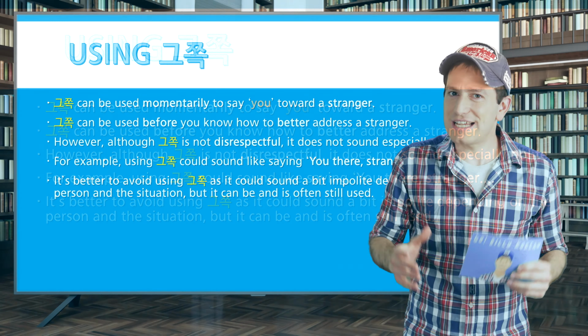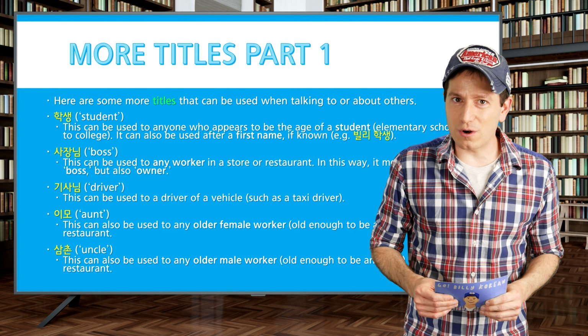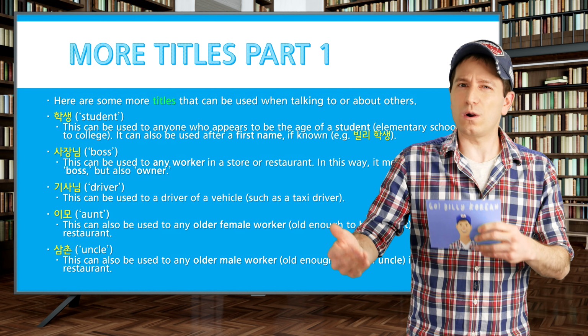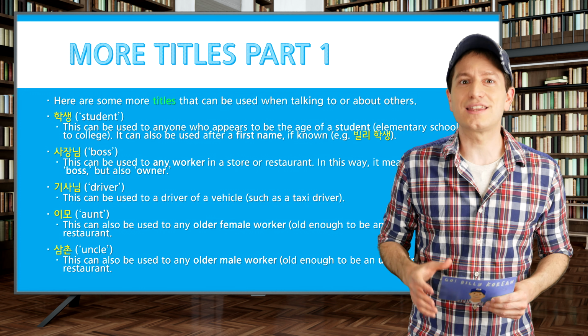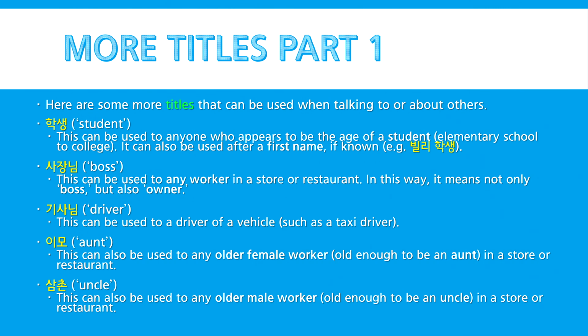But we're not done with titles yet. Here are a few more that you can use when talking to or about others. Starting with 학생, meaning student. This can be used to anyone who appears to be the age of a student, anyone from elementary school up until college. It can also be used after a first name if you know that. For example, 빌리 학생.